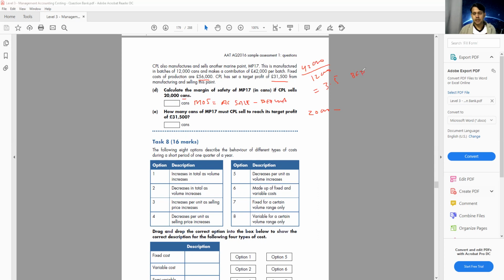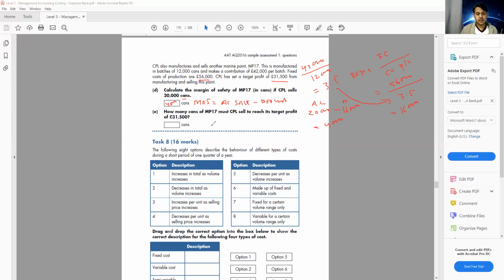BEP is fixed cost divided by contribution per unit. We already have our fixed cost, that is 56,000, and the contribution per unit we already calculated before, 3.5. So 56,000 divided by 3.5 gives us 16,000. That is my BEP. So 20,000 is actual, 16,000 is the BEP, and the margin of safety is 4,000.